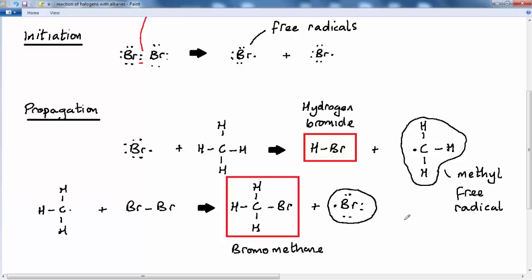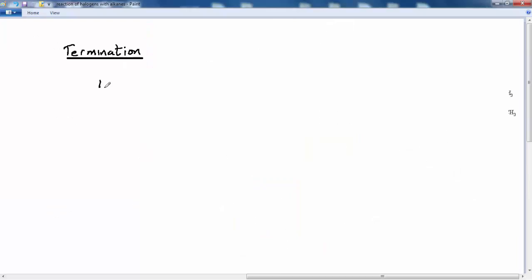Eventually we will come to what we call the termination phase or stage, where these free radicals react with each other and the reaction comes to an end. There are 3 ways that can happen. First of all, way 1, we could have a bromine free radical reacting with another bromine free radical to form a bromine molecule. Those 2 unpaired electrons combine together to form a single covalent bond. So we're getting our bromine gas back again.